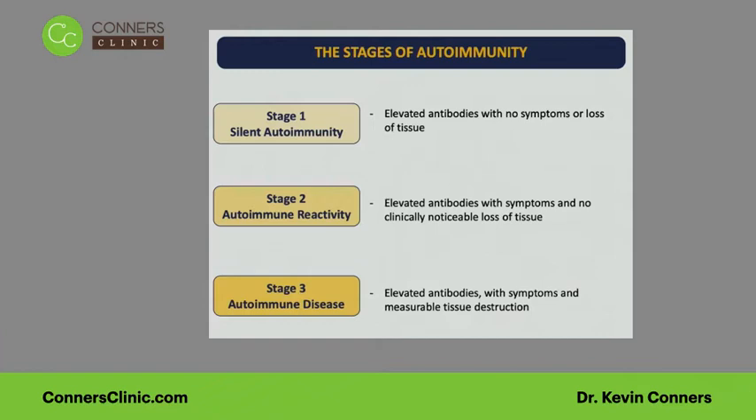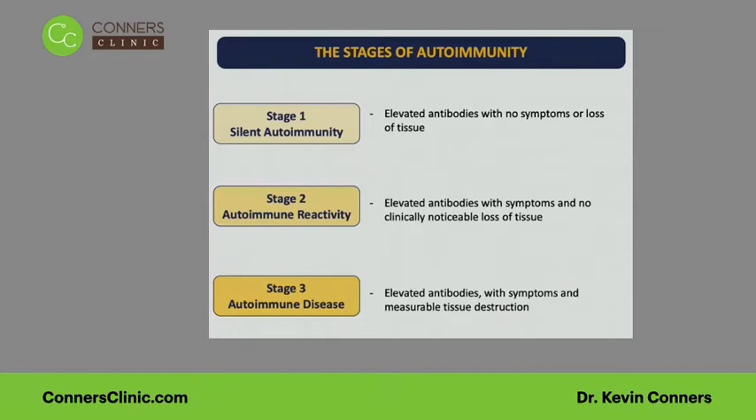So different stages of autoimmunity can vary. You can stay in stage 3 with tissue destruction. You can move from stage 1 to stage 3 literally overnight. You can stay in stage 1 for decades, never move to stage 2, never move to stage 3.